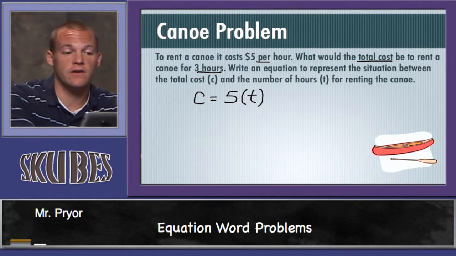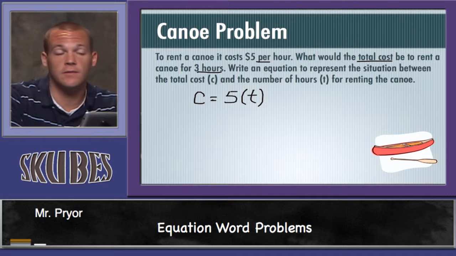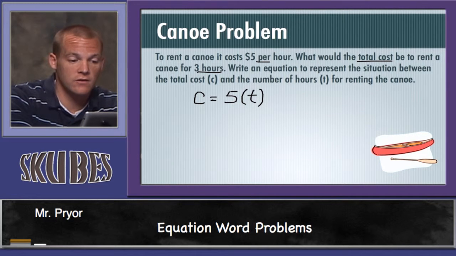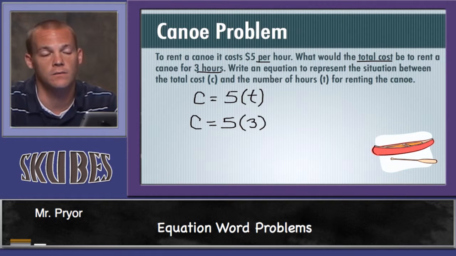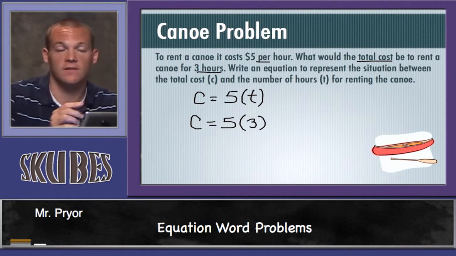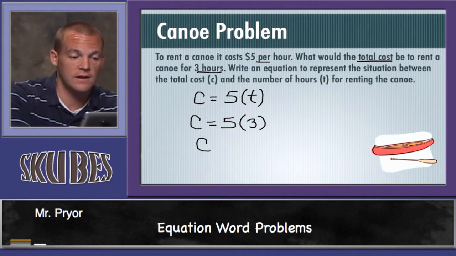So they actually give us a value here of 3 hours that we can actually substitute in. So we're going to take our total cost, set it equal to 5 times t, which is 3, the time we're going to actually spend with the canoe. And that ends up giving us our total cost of $15.